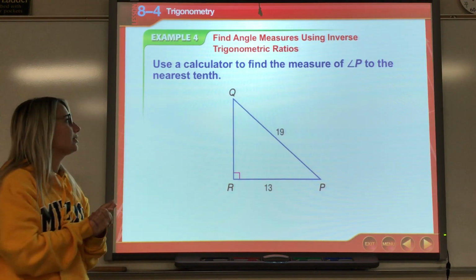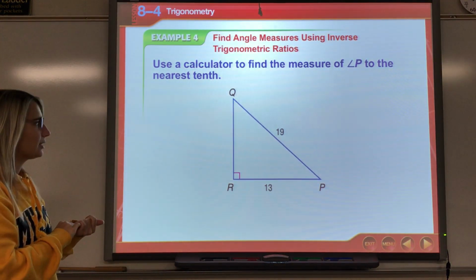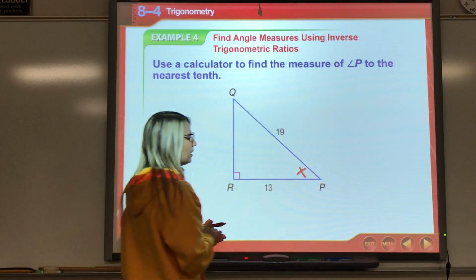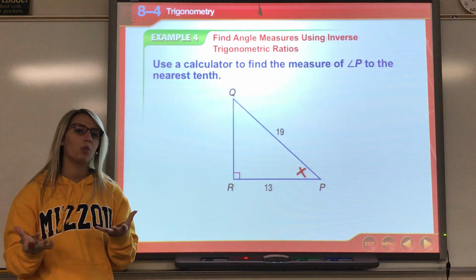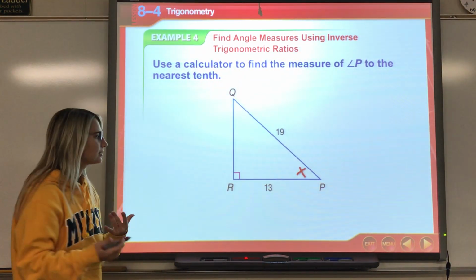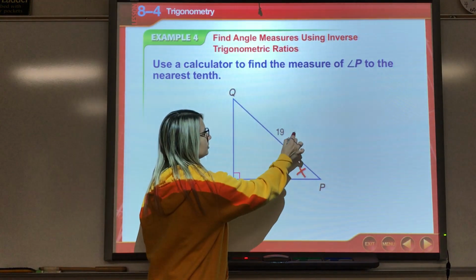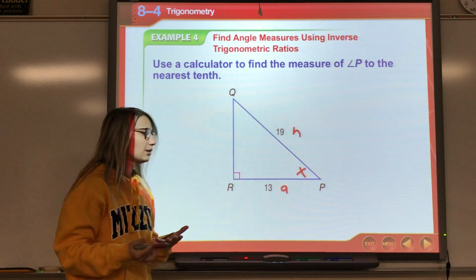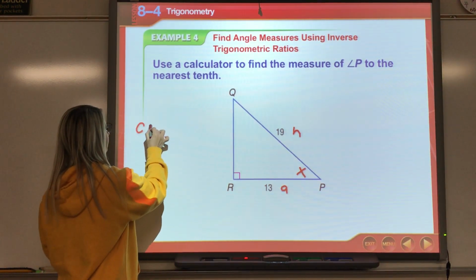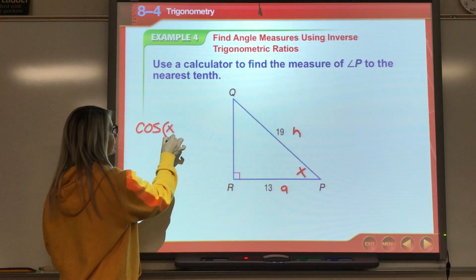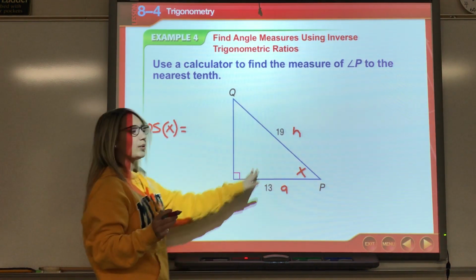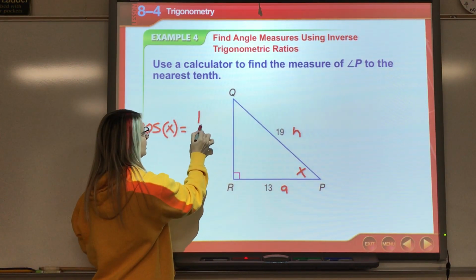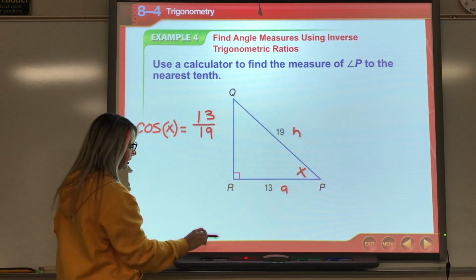So it says use a calculator to find the measure of angle P to the nearest tenth. Well, here we don't know what this is, so I'm just going to call it x. Now we have to look at what numbers are given to us for which legs. It looks like we have the hypotenuse and the adjacent, so I think we're going to be using the cosine. So we would write cosine of x equals, then we plug in our ratio. We had the adjacent over the hypotenuse, so 13 over 19.